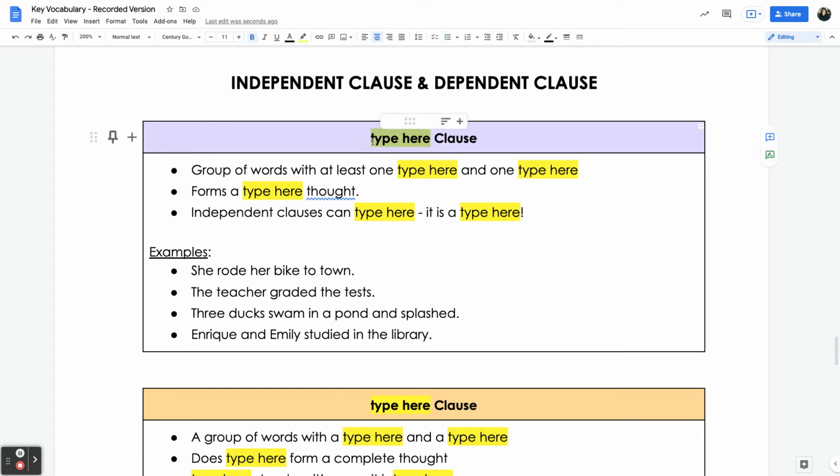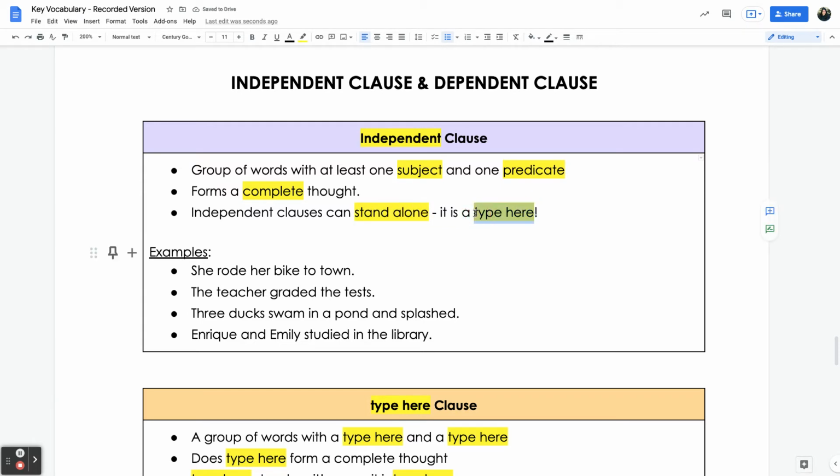So, for independent clause, this is the first one. It's a group of words with at least one subject and one predicate. It forms a complete thought. Because it forms a complete thought, independent clauses can stand alone. They don't need any other words to help them out. It is a complete sentence.